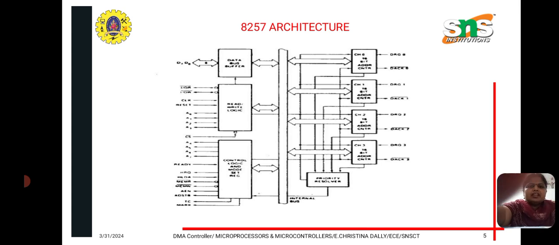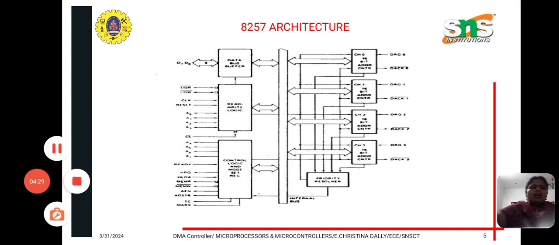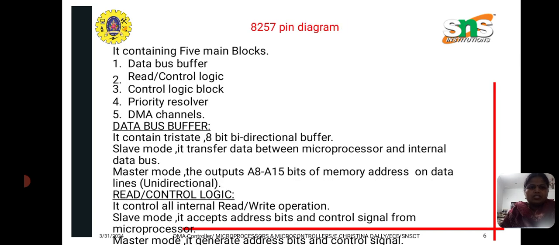We have the TC, which is nothing but the terminal count. The function of the terminal count is to check whether the data has been transferred, or whether it is used to receive or transmit the data, and at the same time the MARK signal is also generated in the control logic. As I mentioned, we have the data bus buffer, read write control logic, and priority resolver. It controls all the internal read and write operations in the read write control logic.